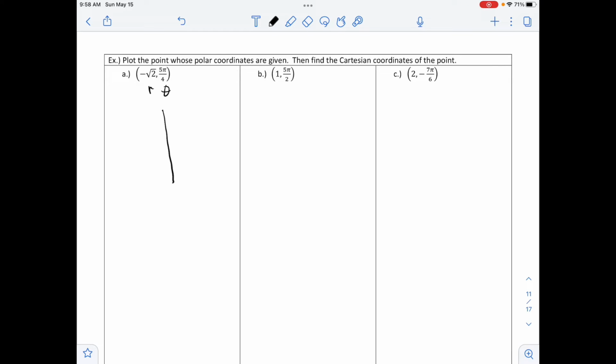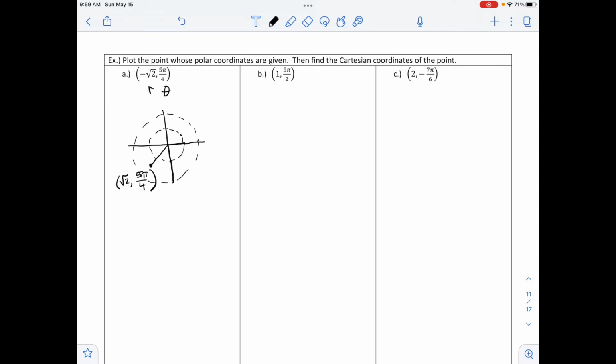And so plotting the point, rad 2 is approximately, it's in between 1 and 2, so 1.41. And so I'm going to go ahead and make sure I draw two different circles, one with a radius of 1, one with a radius of 2. And it is negative, so we do need to talk about that. But let's just assume r is positive right now. But our angle is 5 pi over 4, which is going to be in our third quadrant. And that radius is at rad 2 over here. And so again, this would be our point, positive rad 2 comma 5 pi over 4.